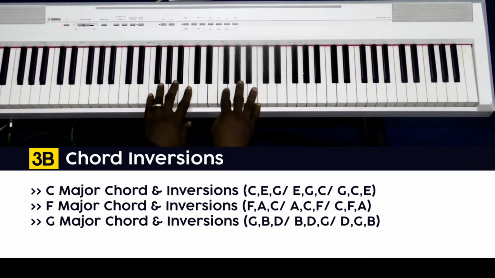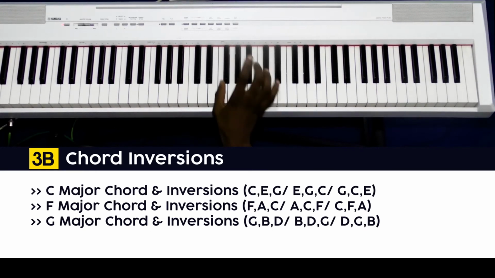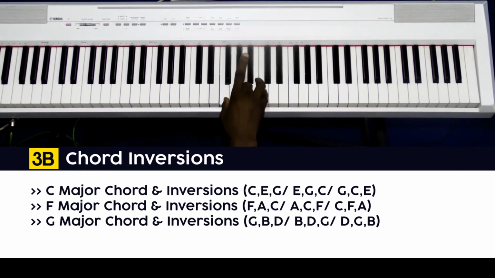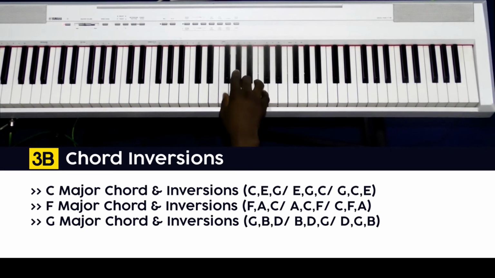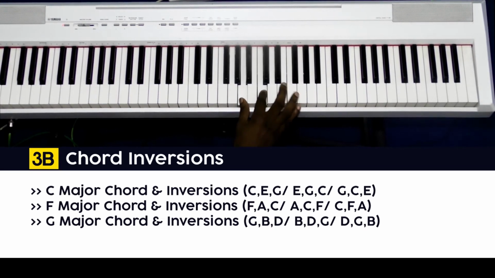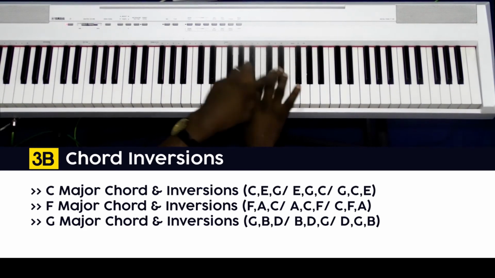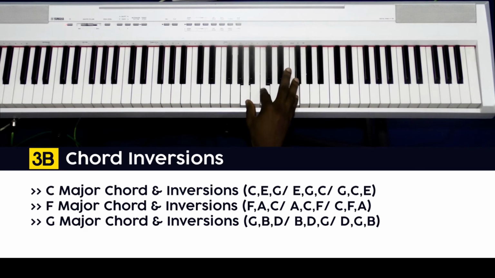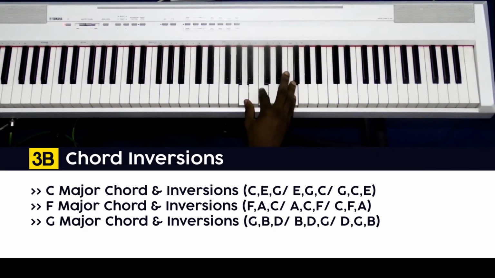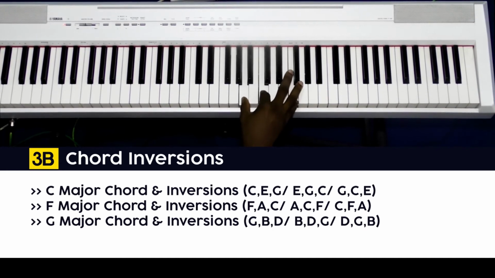The next is the inversion of our F major chord. Remember in the last video we talked about F major chord as being F, A, C. All right. So if it's F, A, C, our first inversion is going to be A, C, F. You see the same fingering, this, and this. So this is the first inversion of your F major triad or F major chord. And the notes are A, C, F. And this is how you play it.